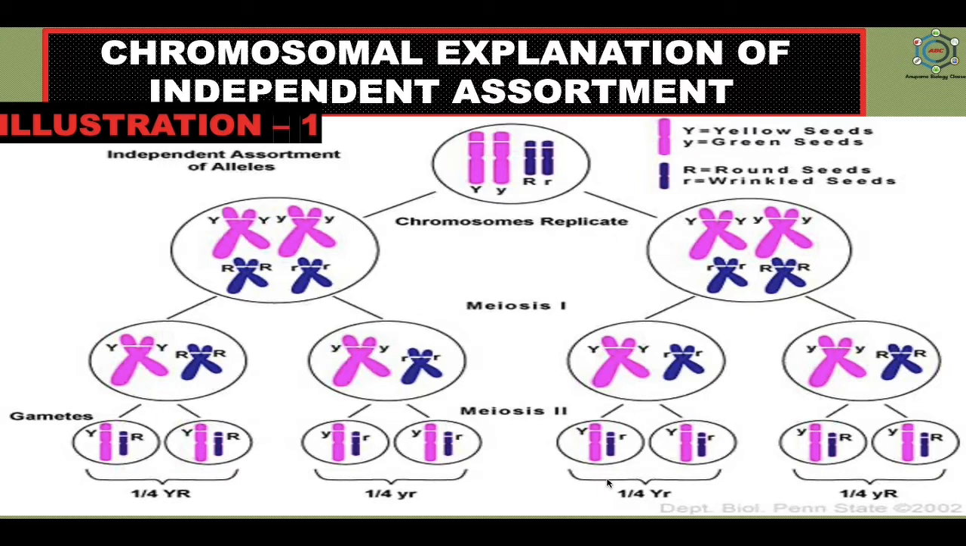of 9:3:3:1. So this is the dihybrid cross to illustrate the chromosome theory of inheritance with the alleles of two genes on separate chromosomes.